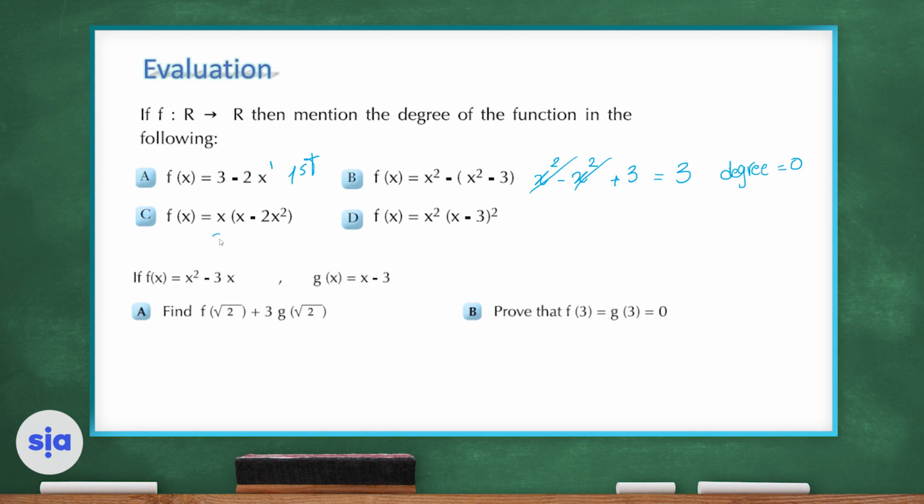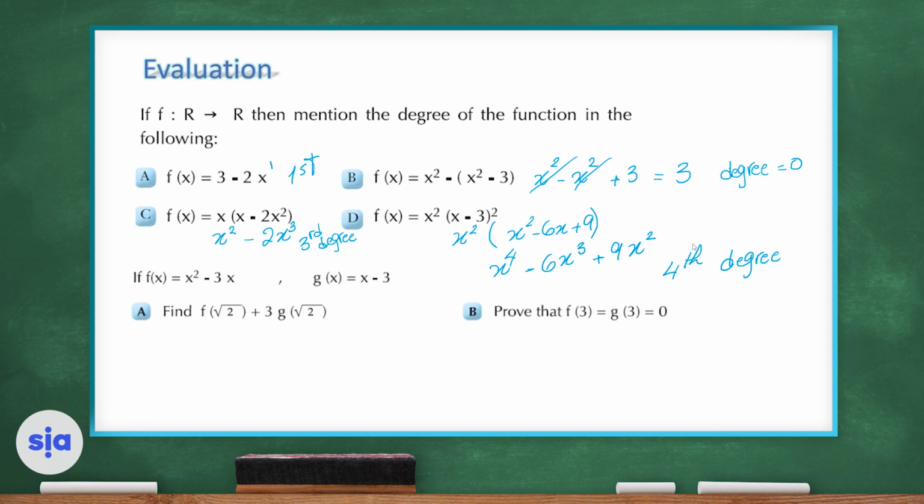If you want to do it with details, x squared minus 2x power 3, so the degree is the biggest power of the variable, so it's a third degree. And then here, the last question in the upper part is x squared multiplied by x squared minus 6x plus 9. So x to the power of 4 minus 6x to the power of 3 plus 9x squared. So the highest power here is 4, so this is the fourth degree.